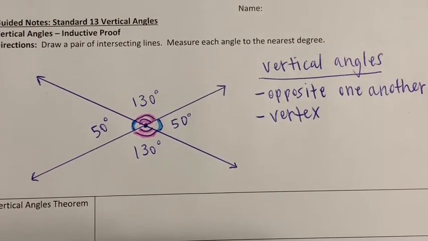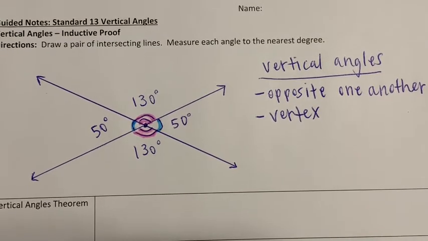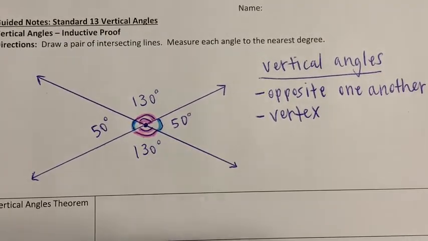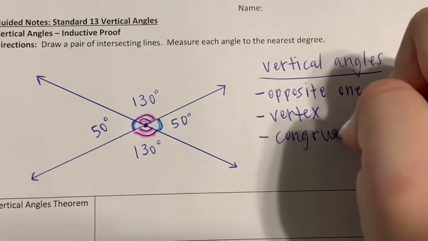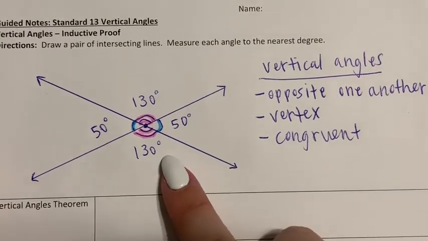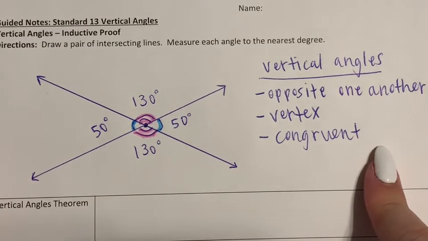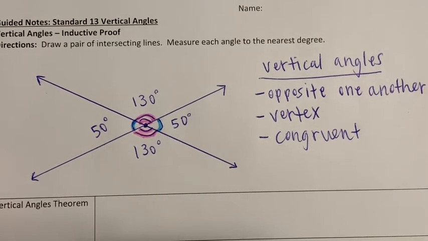Another important thing to note, we put the congruent tick marks on, or at least I did, and if you haven't already, I would definitely add your congruent tick marks to show which angles are congruent, and vertical angles are indeed congruent. So here we were able to draw a diagram and then use observation to come up with some things that must be true about vertical angles.